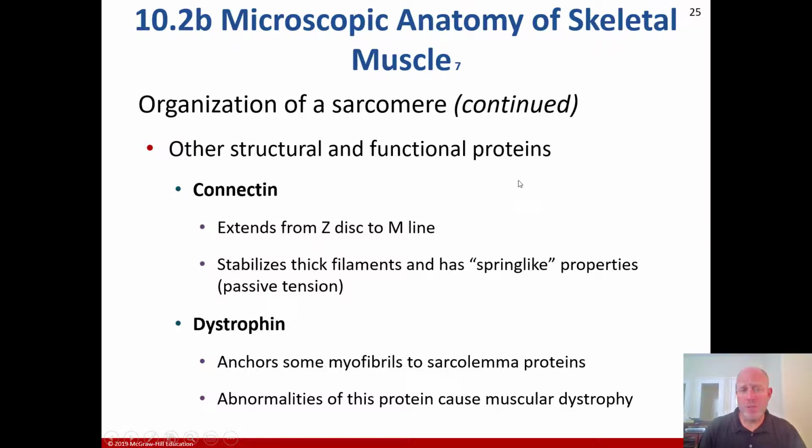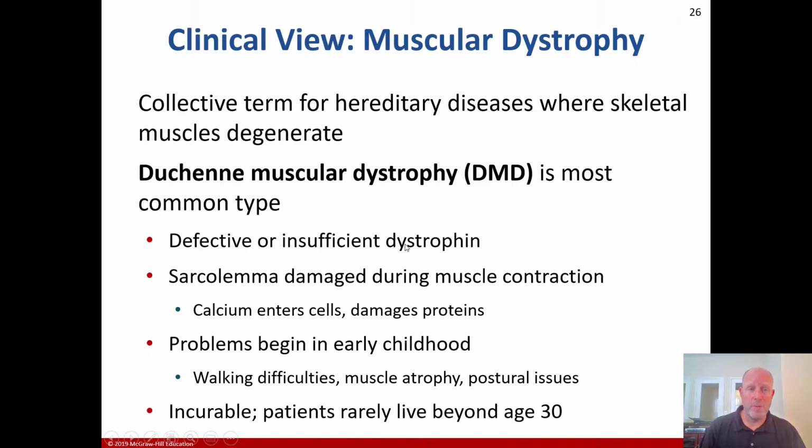Among other structural and functional proteins, connectin extends from the Z-disc to the M line. So it's like from the outside to the middle, essentially. It stabilizes the thick filaments and has spring-like properties, providing passive tension. Dystrophin anchors some of the myofibrils to the sarcolemma proteins, and there are abnormalities of the protein that cause muscular dystrophy in some people.